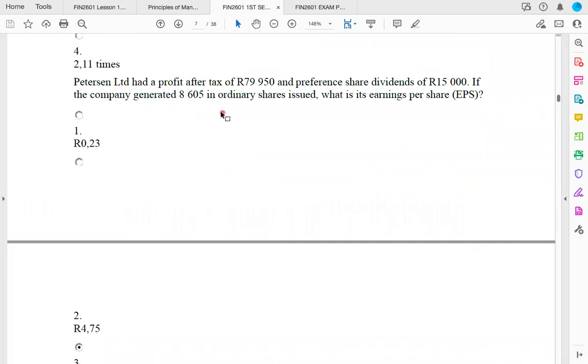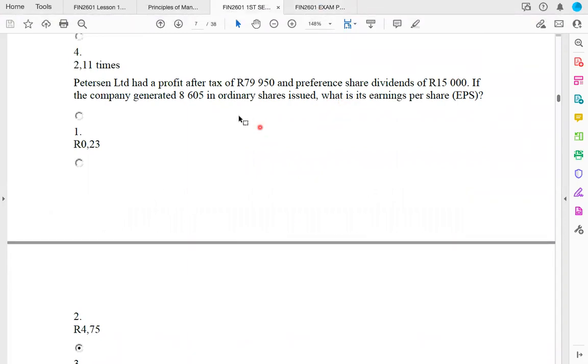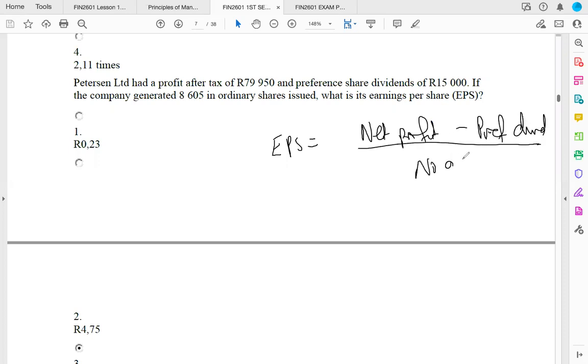Question 15 says, Peterson Limited had a profit after tax of 79,950 and preference share dividends of 15,000. If the company generated 8,605 in ordinary shares issued, what is its earnings per share? Again, we always start with the formula for whatever we want to calculate. EPS, now this one is a really, really simple question. We know that EPS is equal to our net profit, so our profit after tax, minus preference dividends, divided by the number of ordinary shares outstanding.